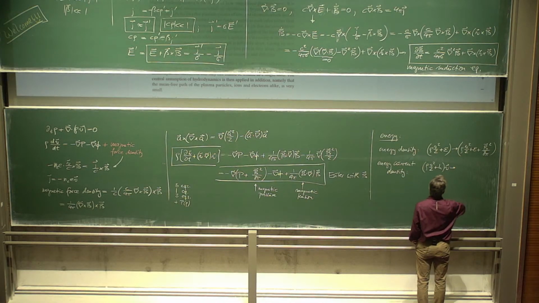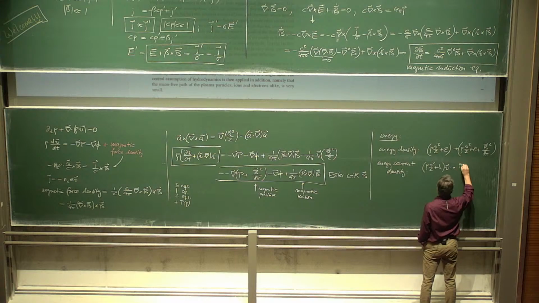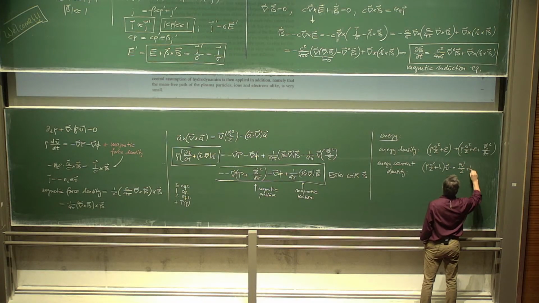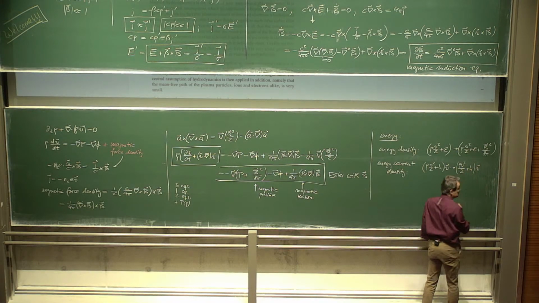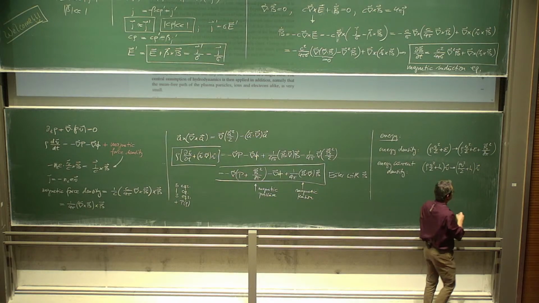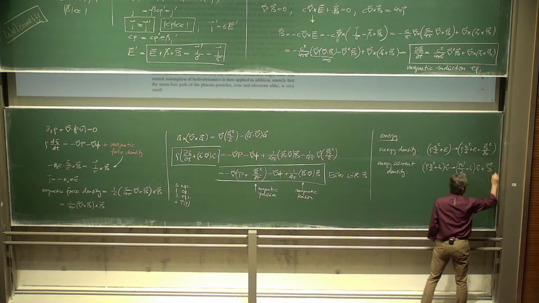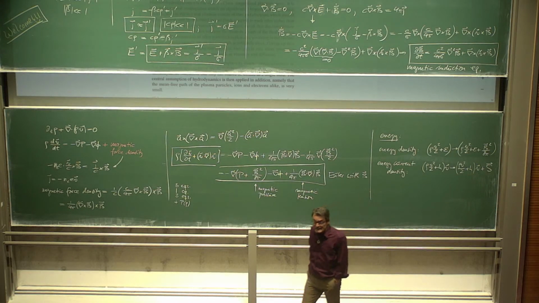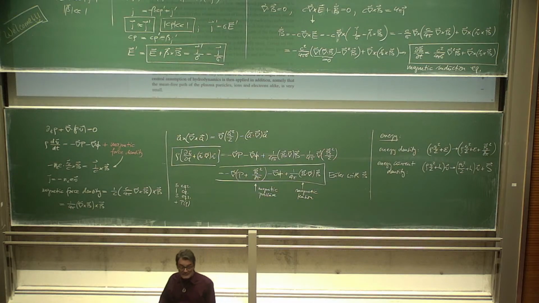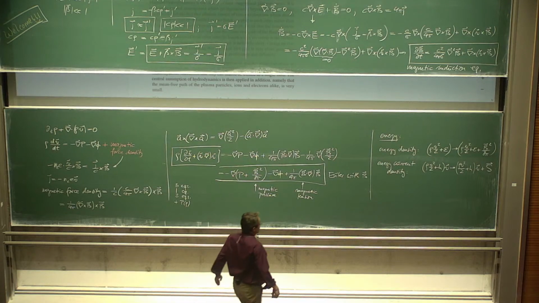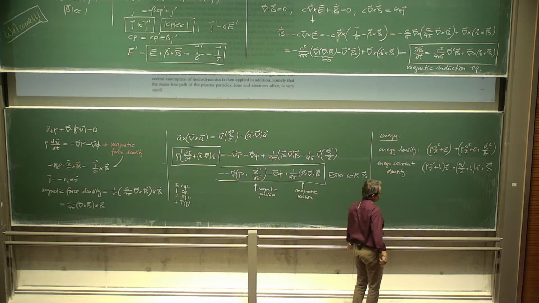All right, what's going to happen to that? Not much, except that we will have to add here the energy current density in the magnetic field, and that's the Poynting vector. Now let us briefly have a look at the Poynting vector.